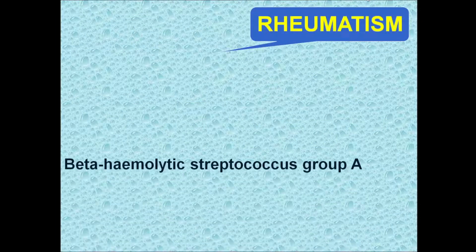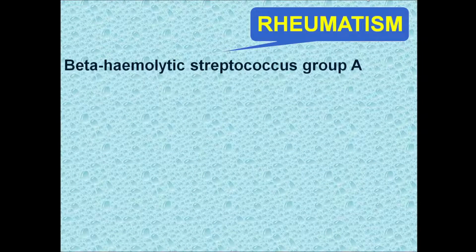But we'll stop on the pathogenic mechanism of formation of heart defects which appear after rheumatism, which is a disease that appears due to the action of beta-hemolytic streptococcus group A, which is trophic to connective tissue.